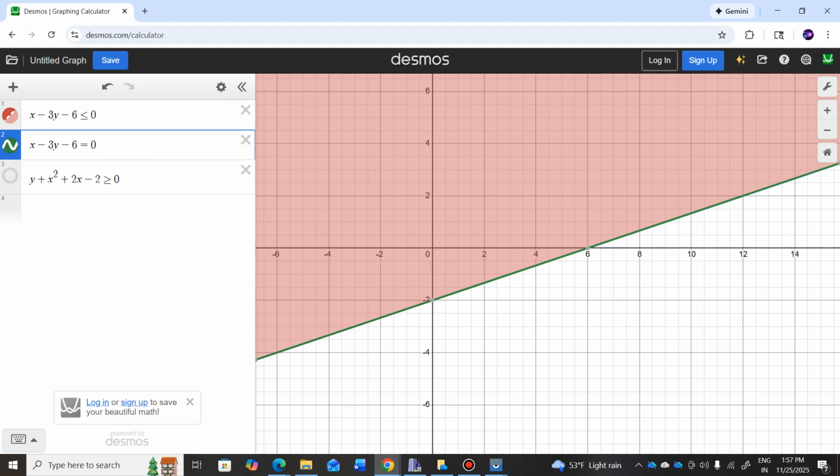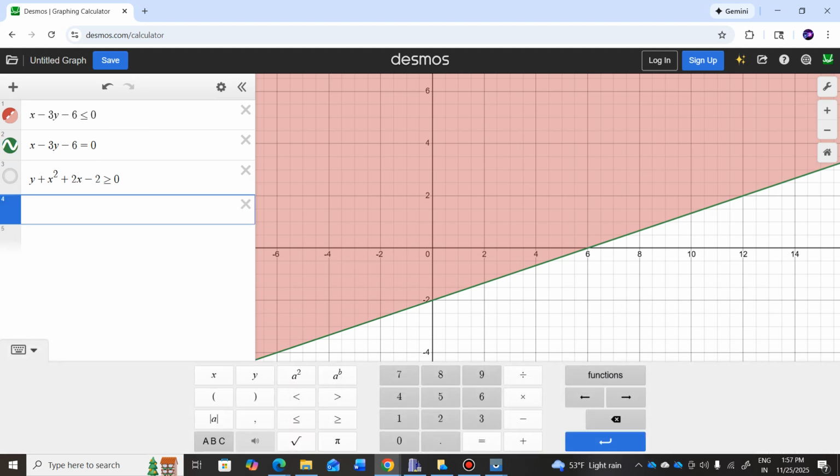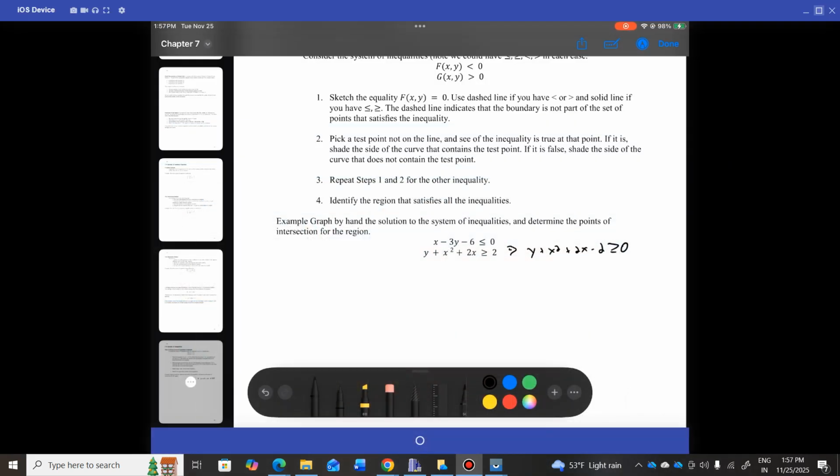Right. So now if we put in the region, see everything above this line is part of the solution. Right. And so take, for instance, 0, 0. If we plug in 0 into our first equation, we'll get 0 minus 3 times 0 minus 6, which is less than 0. So minus 6 is less than 0, and that's true.